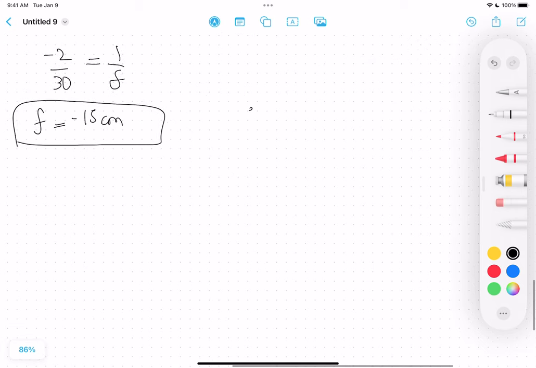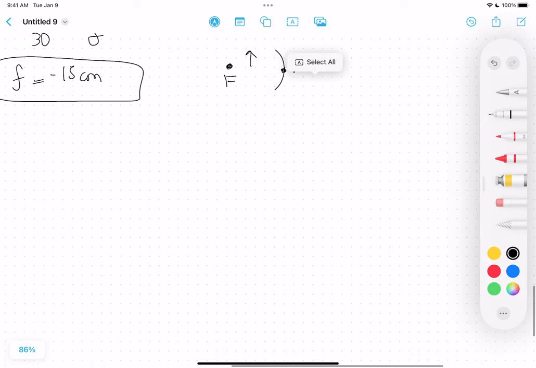So if they have the little F here for your focal point, and then here's your mirror, right? Actually, this is a convex mirror, so let me redraw that as a concave mirror. Here's the vertex of your concave mirror. If you have the object located somewhere in between the focal point and the mirror, the concave mirror will produce a virtual image.